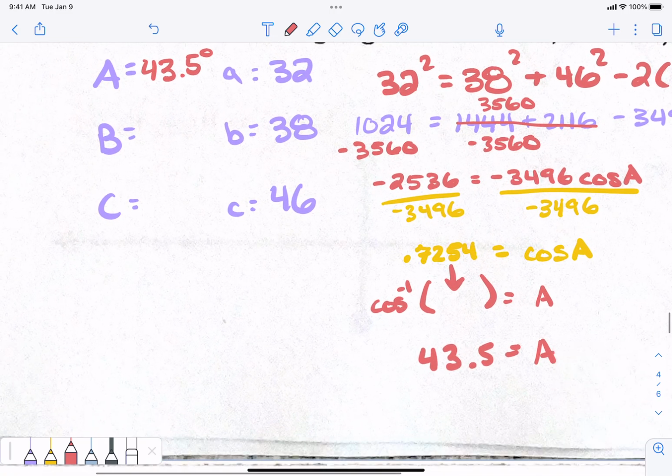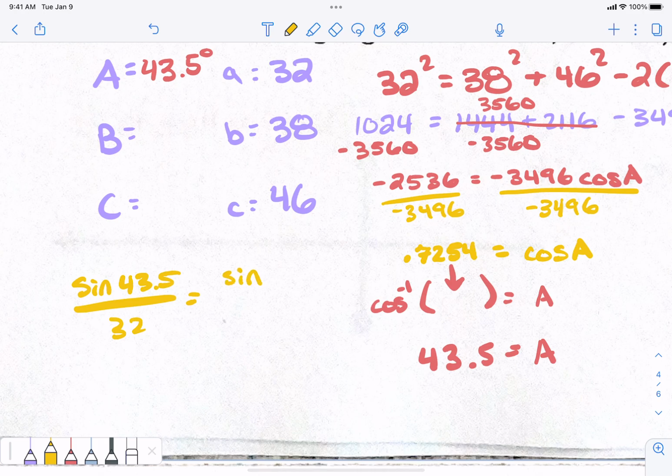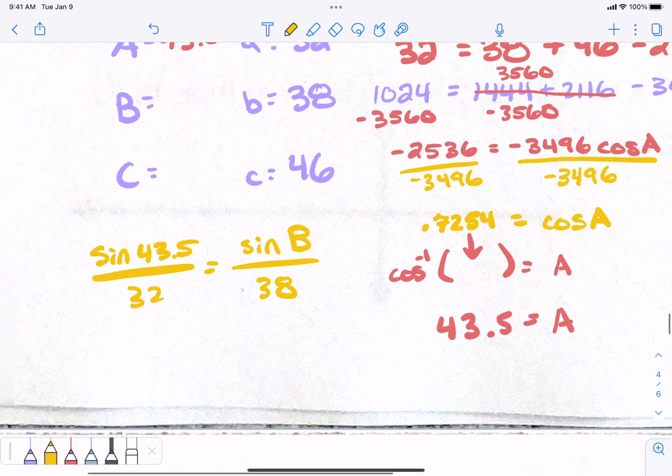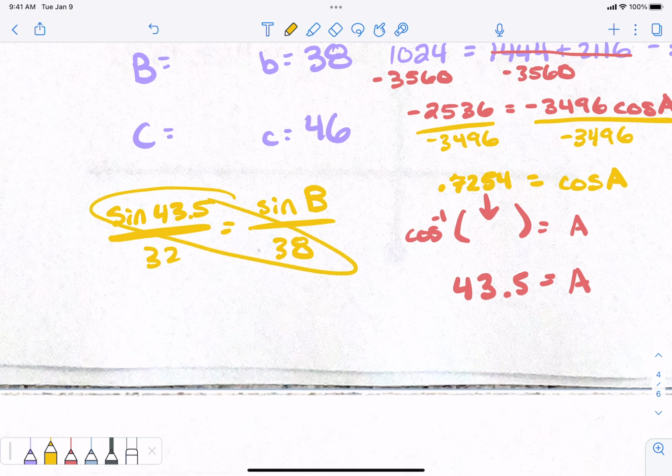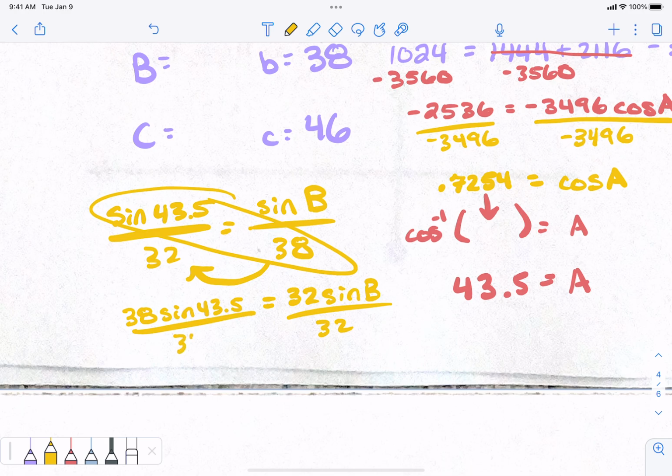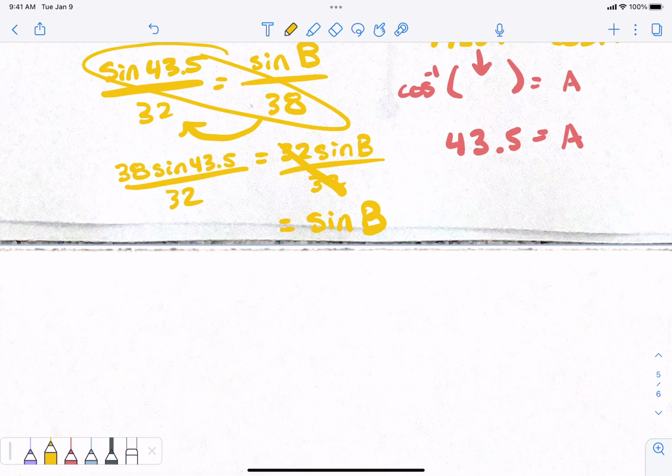And I get 43.5 degrees. Now we have law of sines. Sine of 43.5 over 32 equals sine B over 38. These two multiply together, then I'm going to divide by 32. So 38 sine 43.5 equals 32 sine of B, so we're going to divide by 32. And then arc sine. I'm writing out all my work. If you want to skip steps, you can. I don't care. That's fine. B is 54.8, and then subtract from 180 to get 81.7.